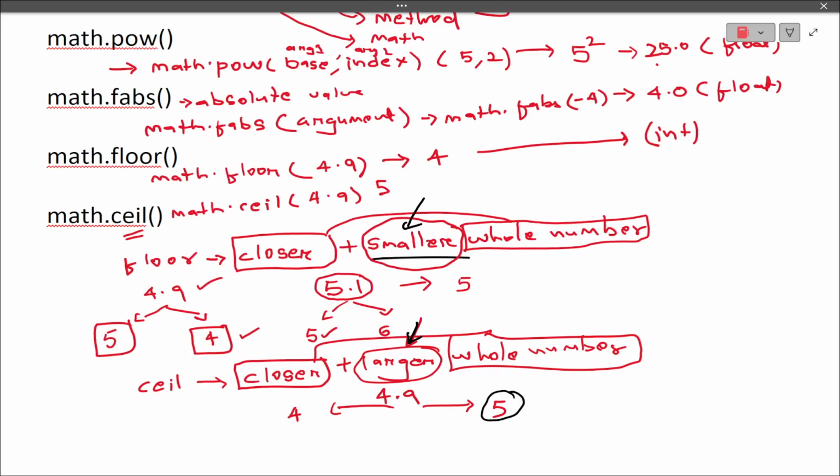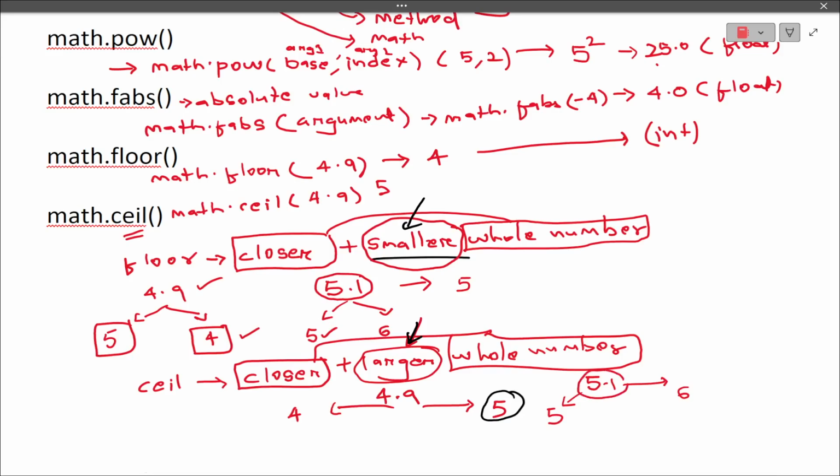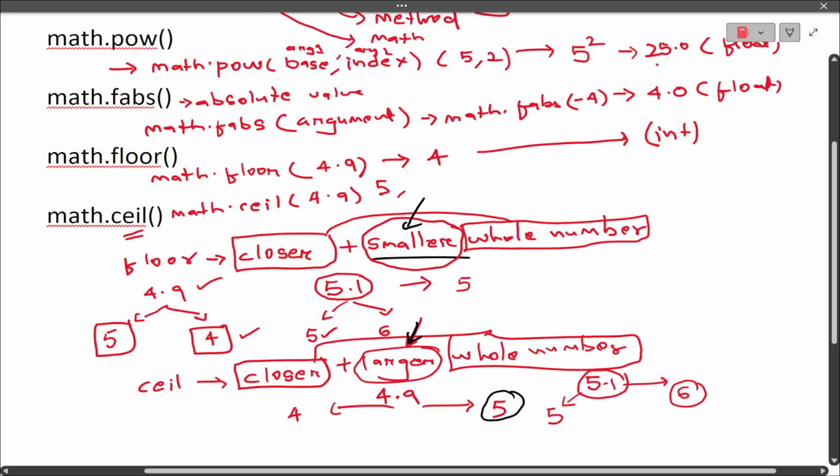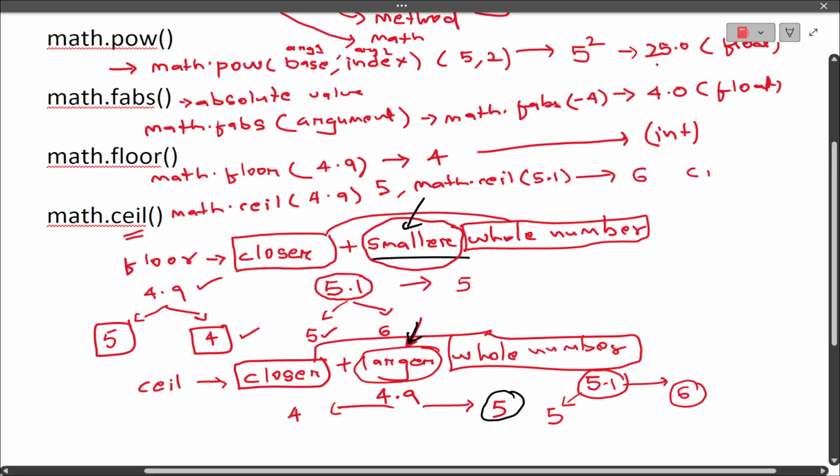Here again, let me change the question. If a user has given me 5.1, again find the two closer whole numbers. One is 5, another one is 6. Now you need to think which one is greater than the given number. If 5.1 is there, the bigger number is 6. So definitely your answer to math.ceil of 5.1 will be 6, which is nothing but an integer.